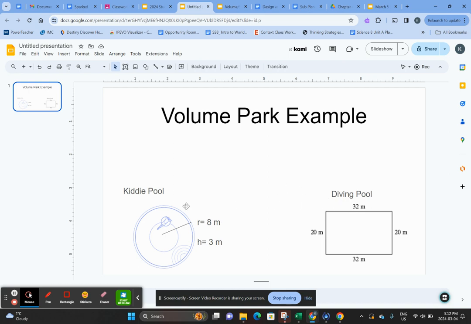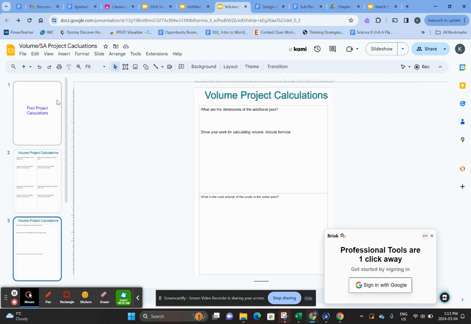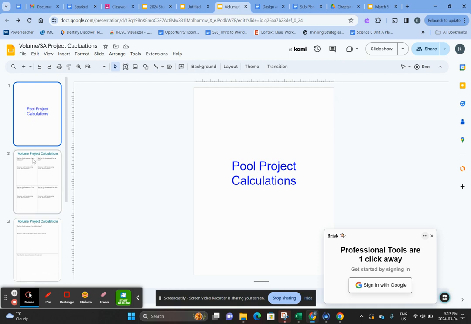So today you should be able to either sketch your first draft of your volume park and label the dimensions and start your calculations, or you should have all your calculations done on this sheet here.